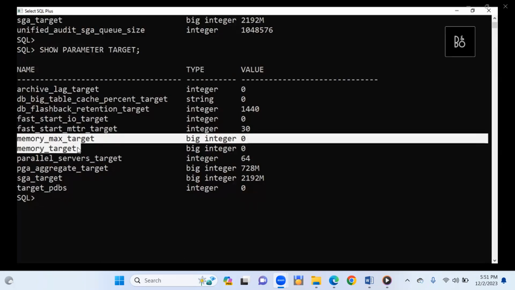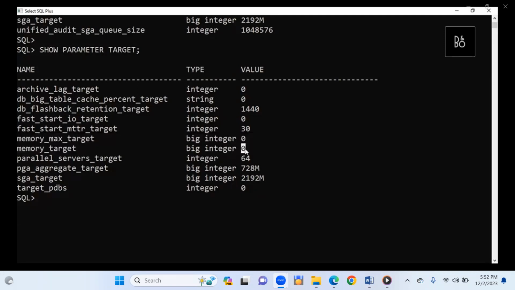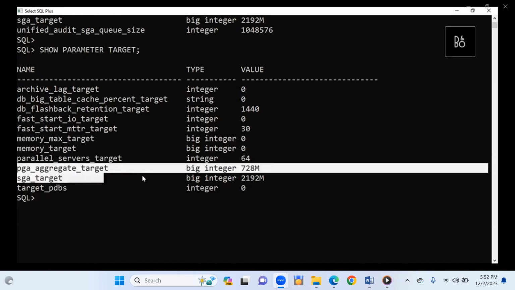Now, if you allocate 20 MB to MEMORY_TARGET, then you can still allocate around 40 or 50 to MEMORY_MAX_TARGET. So you will always end up having the higher value attached to MEMORY_MAX_TARGET compared to MEMORY_TARGET. But you can see that for both of them, the memory max target and memory target, the value is 0. Here we also have two parameters, and a value has been allocated to both of them.